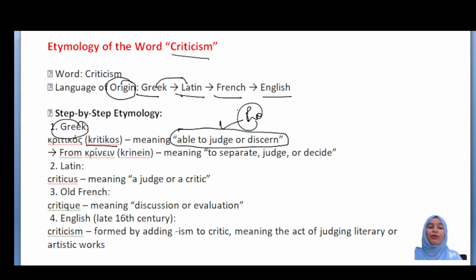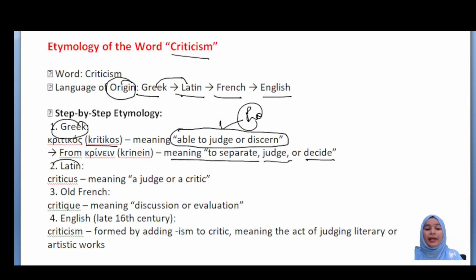Yes, everyone has their own perspective on the particular work, on that particular film, on that particular observation in the society. If someone asks one question, you may get many types of answers. Everyone has a different way to answer that particular question. Everyone has a kind of judgment, and the meaning is able to judge or discern, and meaning to separate, judge or decide.